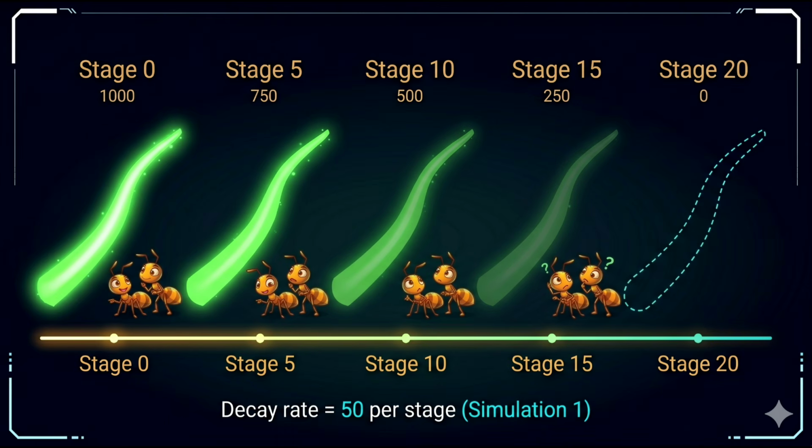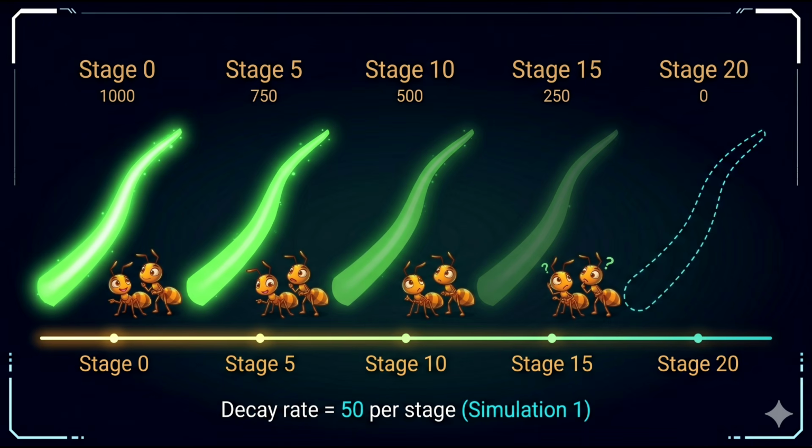But here's the clever part, the pheromones decay. Each stage, every pheromone's strength is reduced by the pheromone decay value. In simulation 1, that's 50 per stage. So a pheromone with initial strength of 1000 lasts 20 stages before disappearing. In simulation 2, with a decay of 100, it only lasts about 10 stages. This decay is very crucial. It means if a food source runs dry, the trail to it naturally fades.